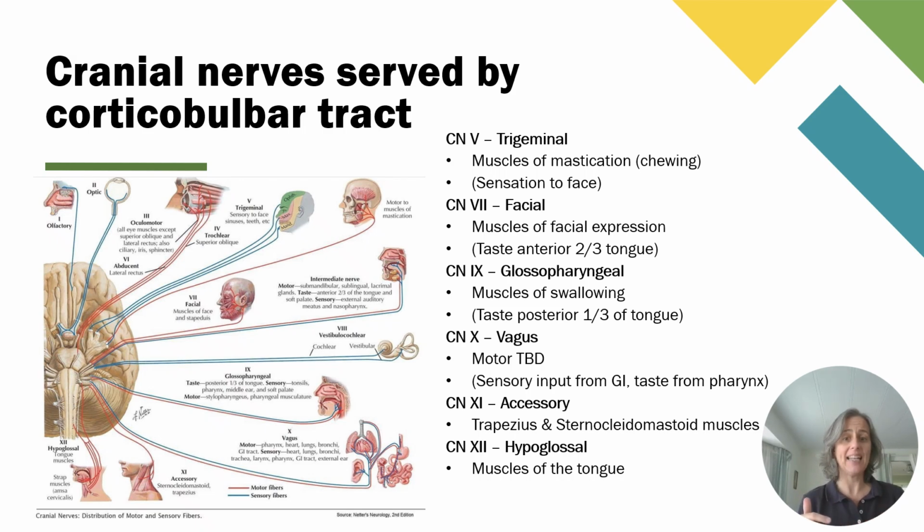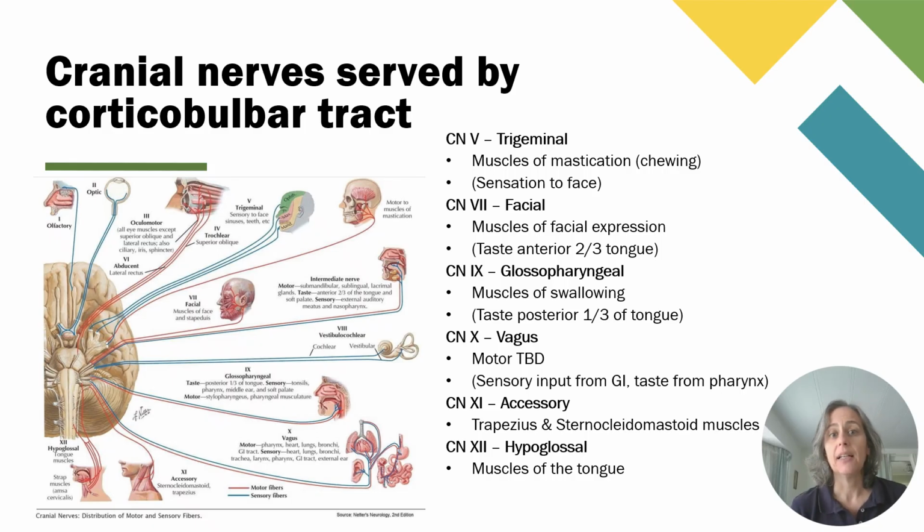Cranial nerve number 10. We haven't talked about its motor function yet. That's going to be when we talk about the autonomic nervous system. But you may remember just last week we talked about how it gets sensory input from the gastrointestinal tract, which is part of the vomiting center, and also taste from the pharynx when we talked about taste.